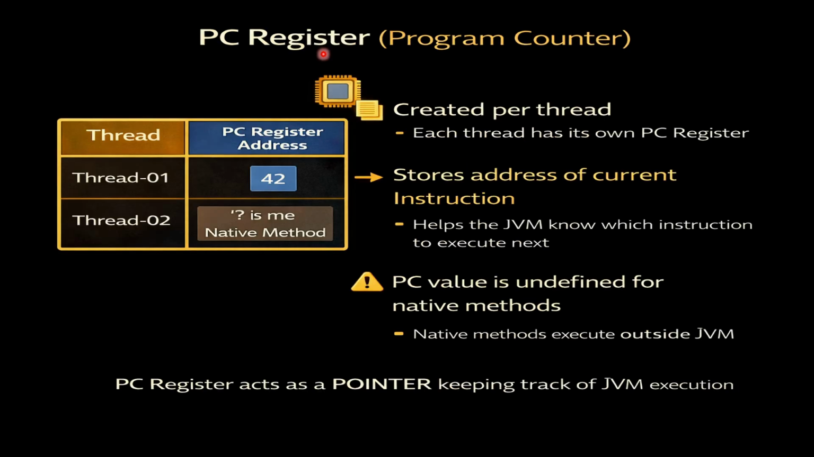Let's see the PC register now, which stands for program counter. The PC register keeps track of which instruction the JVM should execute next. Each thread has its own PC register, so multiple threads can run independently without interfering with each other. The PC register stores the address of the current instruction, and after execution, it moves to the next one. For a native method, the PC value is undefined because native code runs outside the JVM. Overall, the PC register acts like a pointer, helping the JVM know exactly where it is during execution.